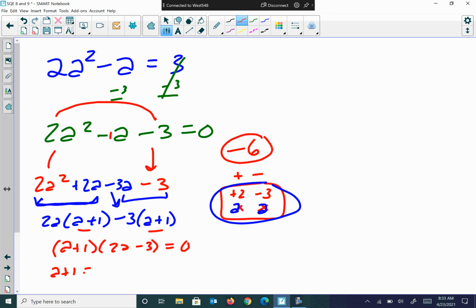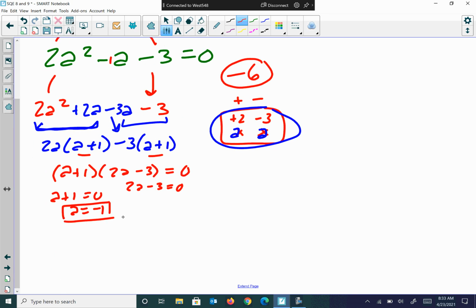So a plus 1 equals 0. And 2a minus 3 equals 0. So this is going to give me a equals -1. And 2a, let's see, 2a equals +3. If we add 3, divide both sides by 2. So it looks like that. Everybody okay with that problem?